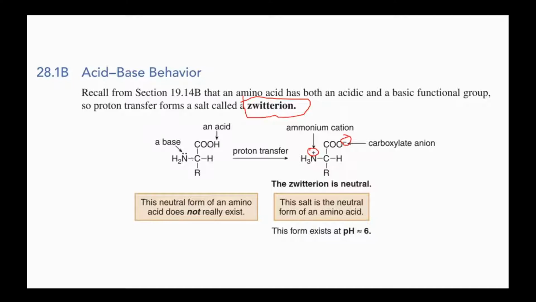So this amino acid is neutral. NH2 is a base and carboxylic acid is an acid. The carboxylic acid donates the proton and becomes a carboxylate anion, and NH2 picks up the proton and becomes the ammonium cation. The overall molecule is neutral because there is one positive and one negative charge. This neutral form is called the zwitterion.